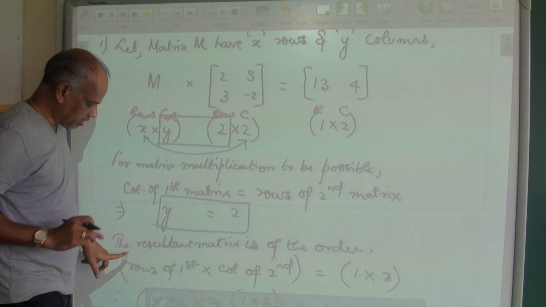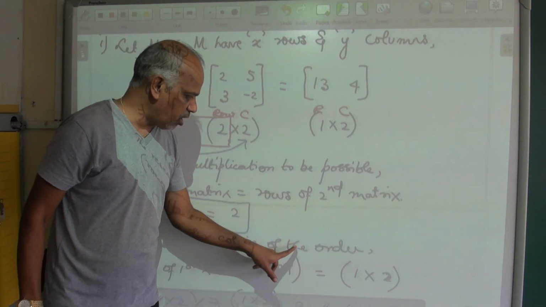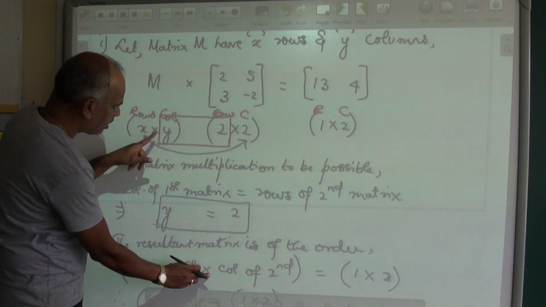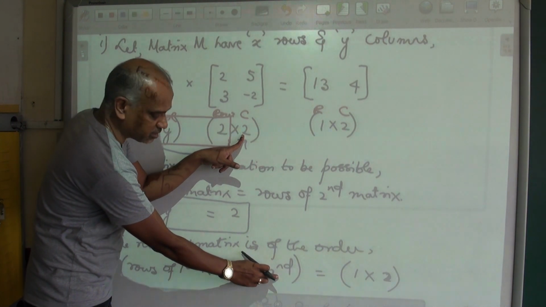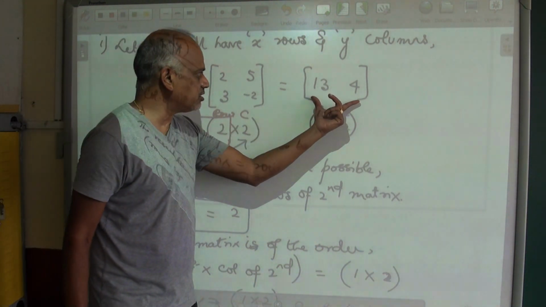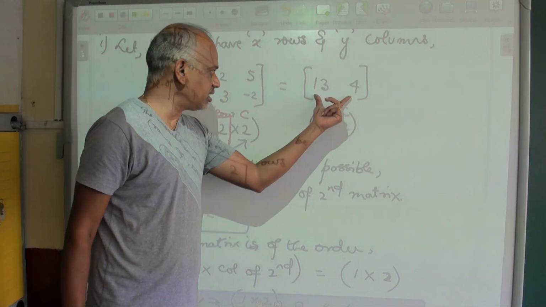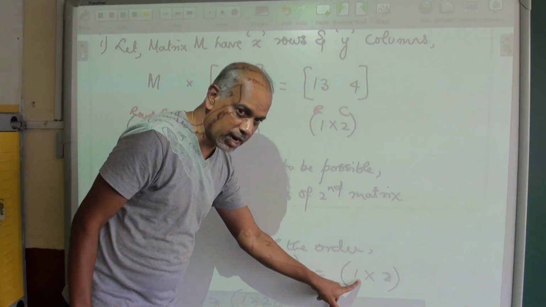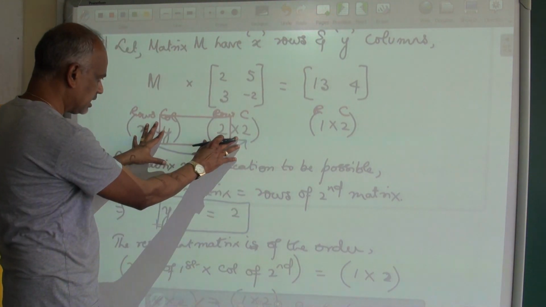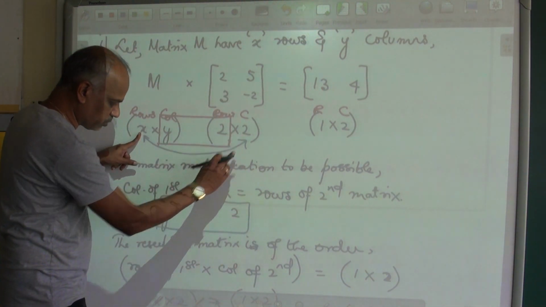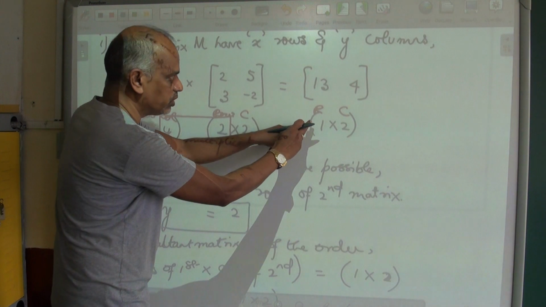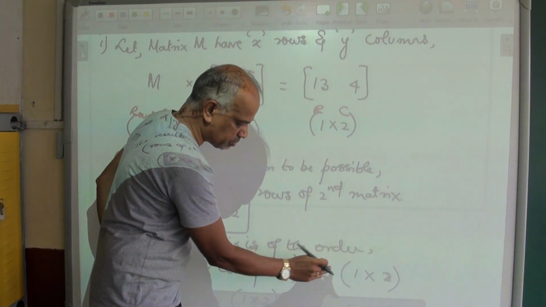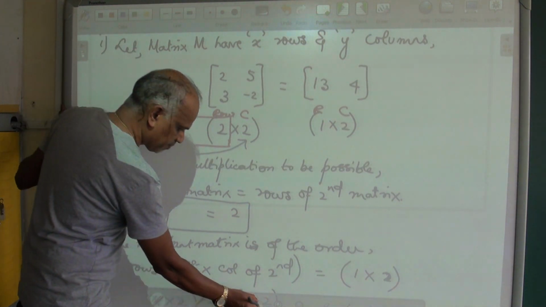Okay. So the resultant matrix is of the order rows of first, that is this, by columns of the second, that is this. But isn't this your result? The result has order 1 by 2. So, result has order 1 by 2. According to this, the result must be of order x by 2. Okay. According to your actual result, the order of that matrix is 1 by 2, which means both of them should be equal.